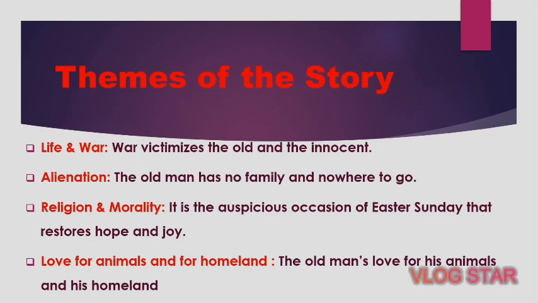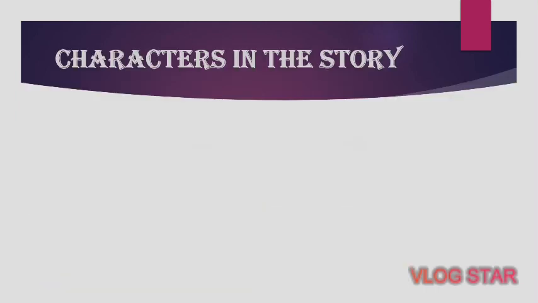The old man had really great love for his animals. That is why he goes on repeatedly telling that he was taking care of animals and he had to leave them there. So he is quite anxious about his animals, and he also loved his little lab. He also loved his town, San Carlos, from where he actually came. So love for animals and love for homeland are also two prominent themes of the story Old Man at the Bridge. Now let's learn about the characters.